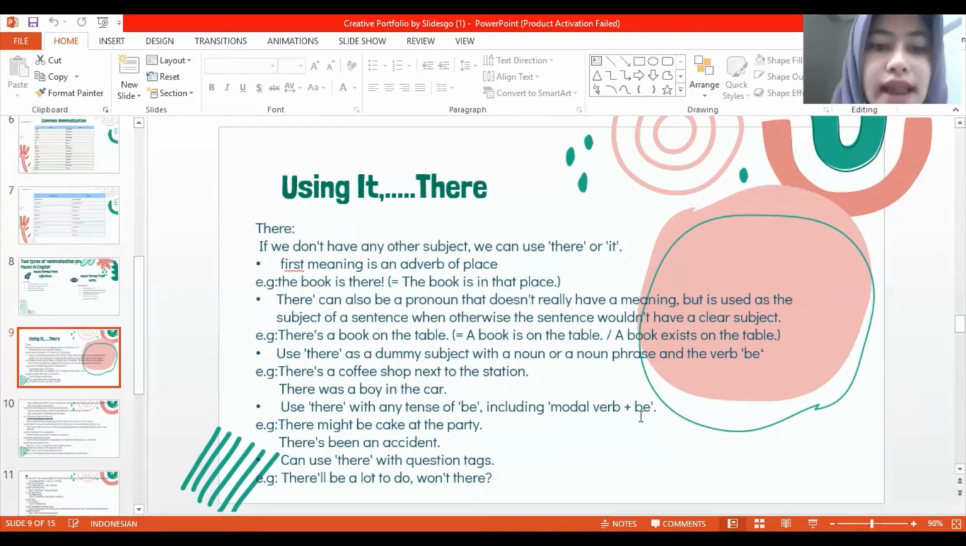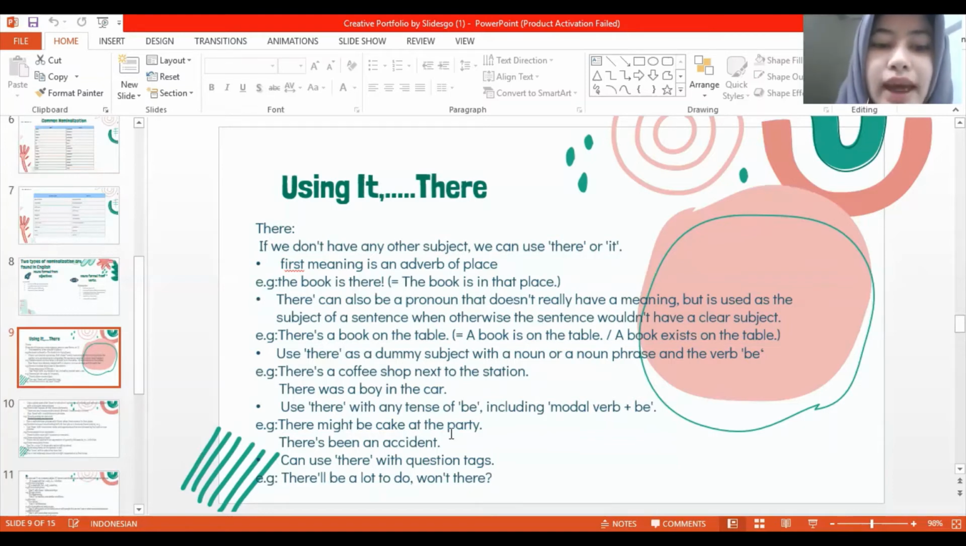Next, use there as a dummy subject with a noun, pronoun, or noun phrase and the verb be. Example, there is a coffee shop next to the station. Or another example, there was a boy in the car. Next, use there with any tense of be, including modal verb plus be. Example, there might be cake at the party.